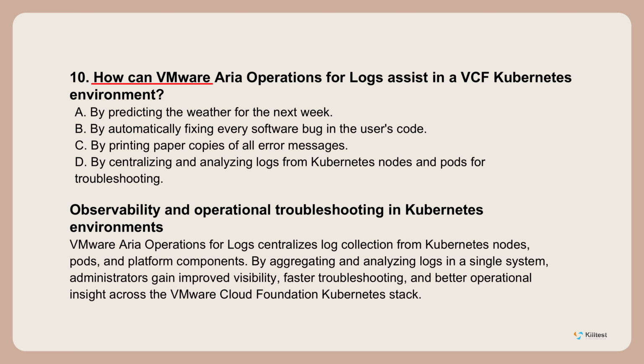It helps by centralizing and analyzing logs from Kubernetes nodes, pods, VCF components, and all the underlying infrastructure for correlated troubleshooting. That correlation is the key word there, isn't it? Because a pod failure could be caused by an NSX rule, which is logging an error on a totally different server. Precisely. Without centralization, you'd be SSHing into dozens of nodes, tailing logs, trying to cross-reference timestamps with vCenter events.